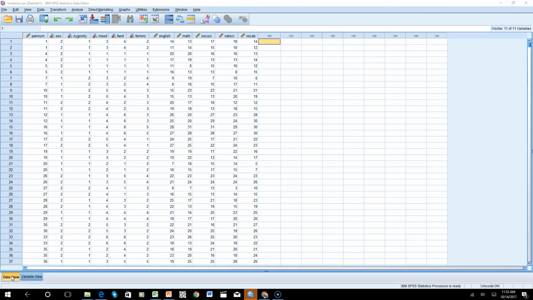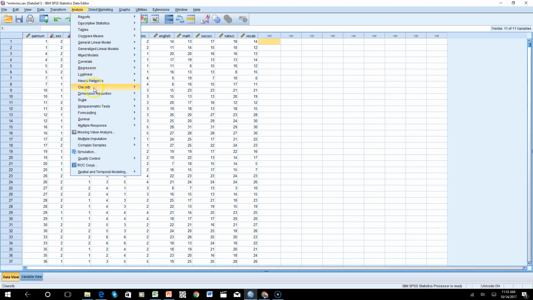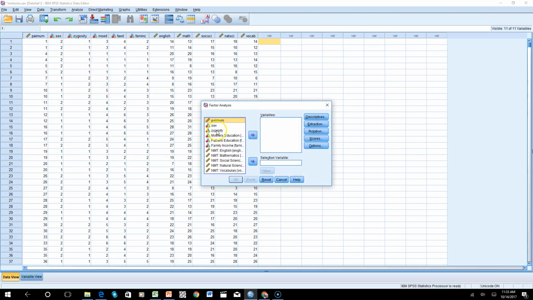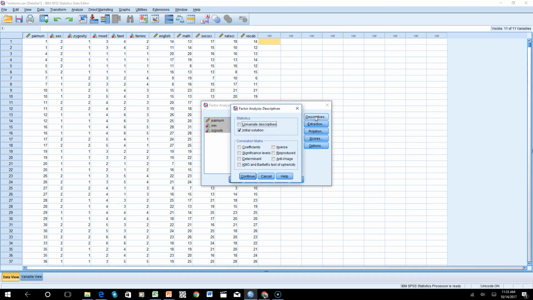Now let's conduct an exploratory factor analysis using this data set, and we will start by going to Analyze, Dimension Reduction, Factor. We can do a Control A here and move all of them to our variables box. Let's take out the top 3 and move them back over. Now we'll click here.